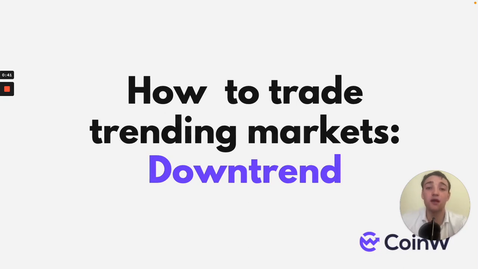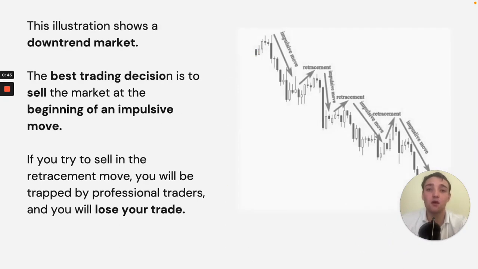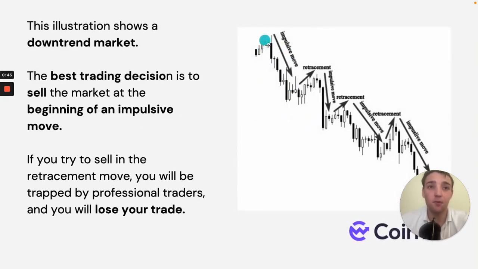So now we're going to look at a downtrend. Looking at the right here, we have an impulsive move to the downside, then a retracement, another impulsive, retracement, impulsive, retracement, and then another impulsive. A good time to enter the market would be at the top of the retracement, so the start of the impulsive move. You would want to get in at the top here so you can catch that downward move.